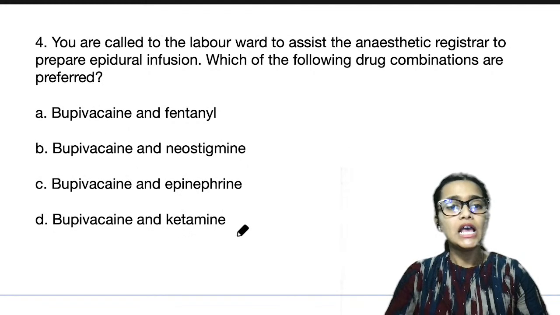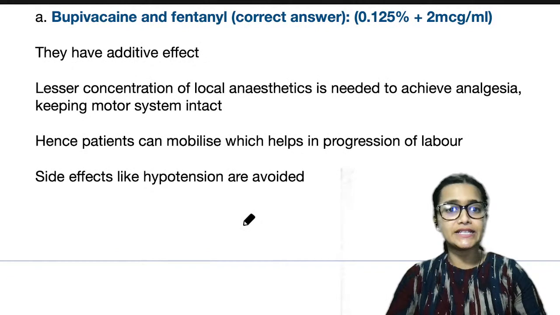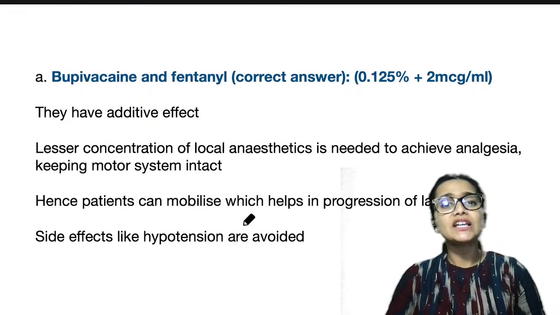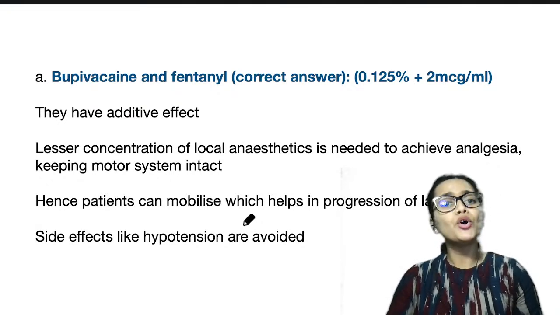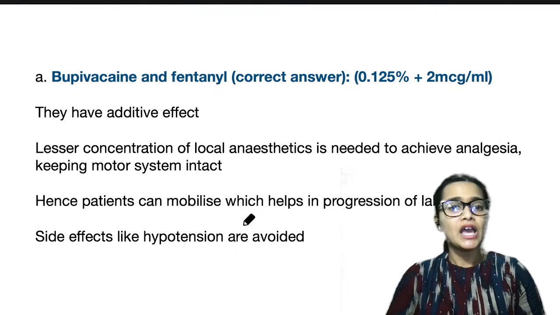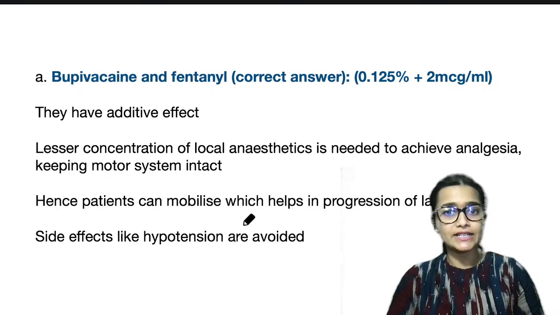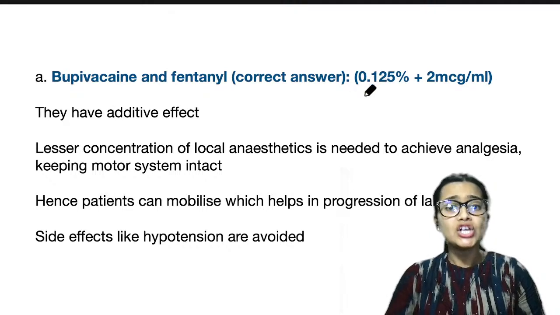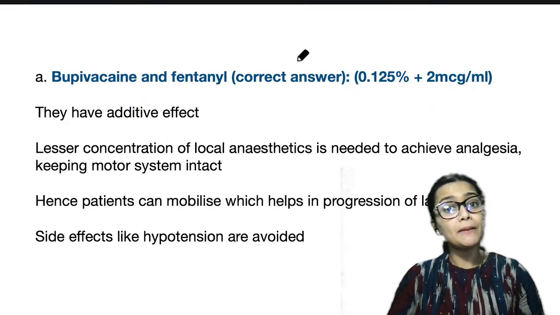Out of these options, the best answer would be bupivacaine and fentanyl. That is because bupivacaine is a local anesthetic from the amide group. Fentanyl is an opioid. Both have analgesic properties. So if both are used together, they give an additive effect. So you will need very less concentration of your local anesthetic, and also the bupivacaine gets diluted. So ultimately the concentration that you end up using is just 0.125% plus 2 micrograms per mL of fentanyl.